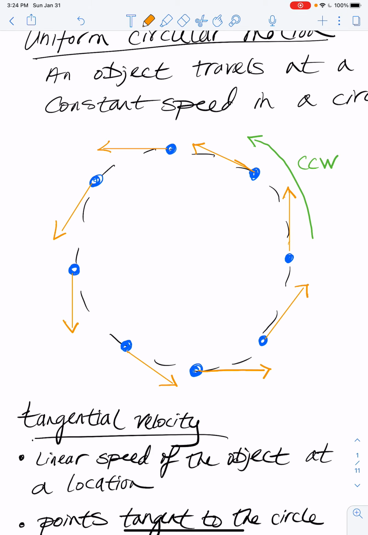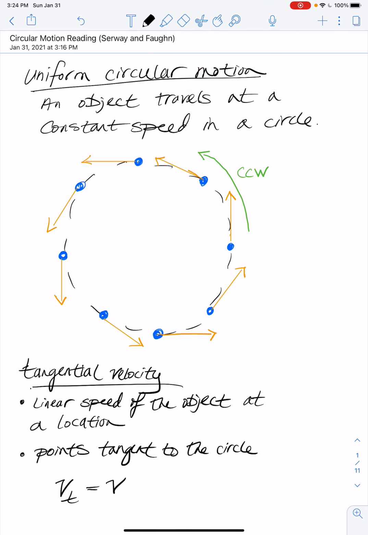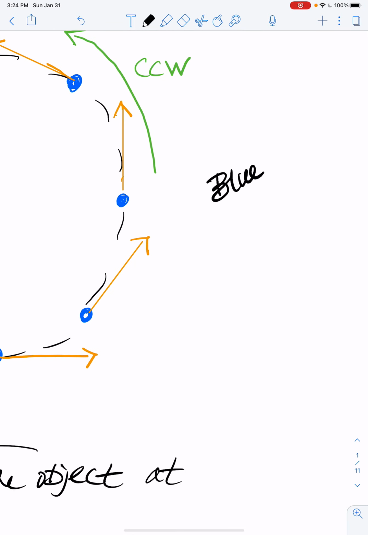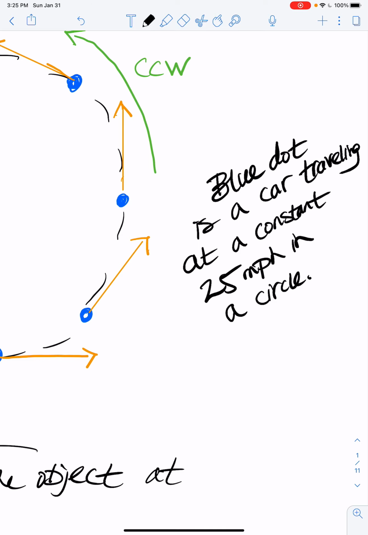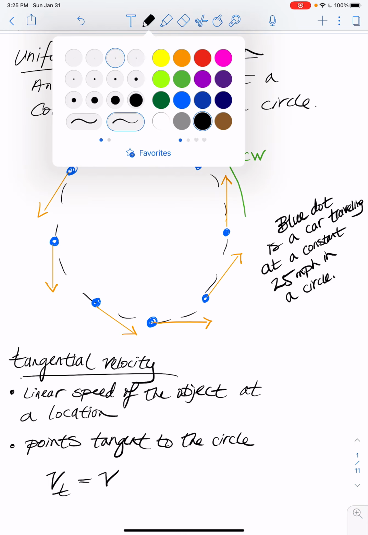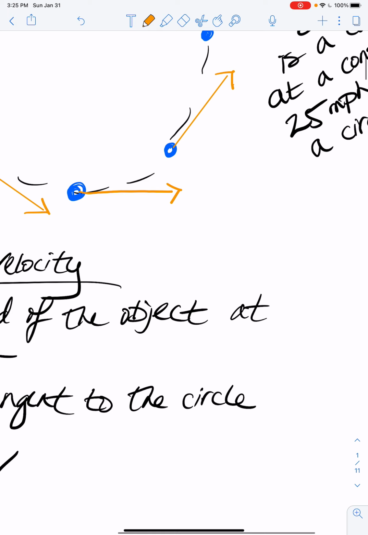All right. So what you have is uniform circular motion then. And a question comes up. I can write a description here: blue dot is a car traveling at a constant 25 miles per hour in a circle. And we know that the orange vector is the tangential velocity. So if I just look at one of these, I could call this one V1, and I call this one right here V2.